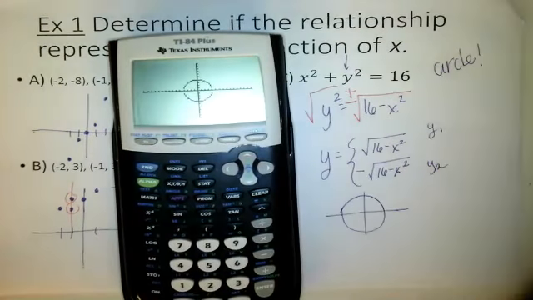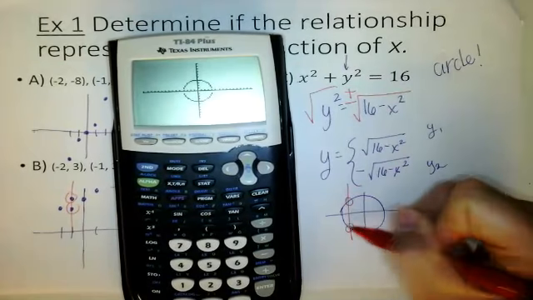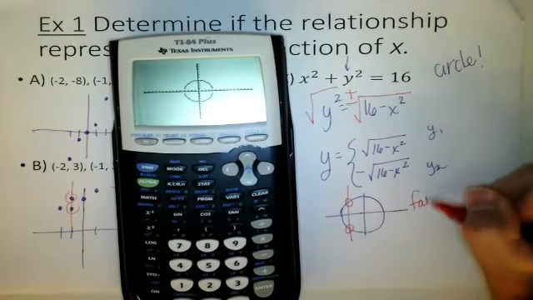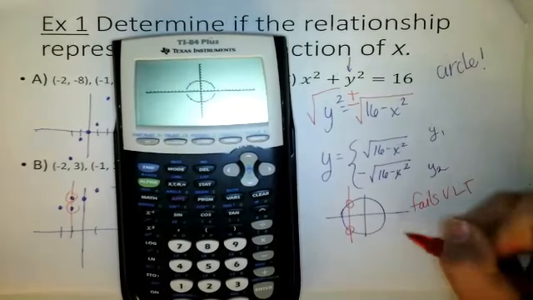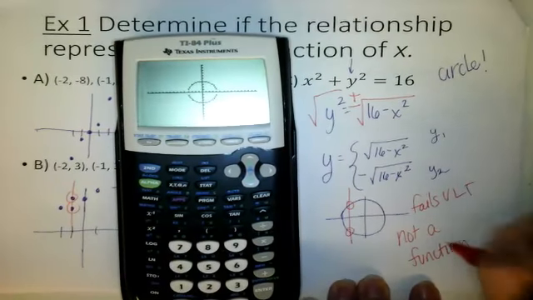All right. Does this pass the vertical line test? No. You can see it intersects 2 times. This fails the vertical line test. It is not a function. Not a function of x.